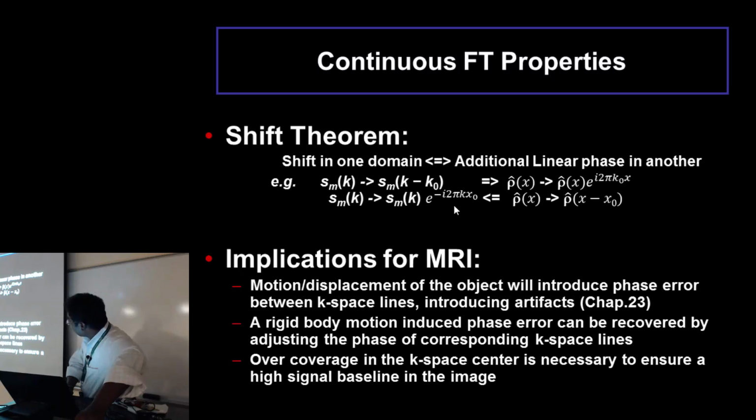And the last part, the first two parts are talking about the motion aspect. The last part, you will see, is that the shift property is used in discrete Fourier transformation to be able to capture the center part of the k-space when you're actually sampling the signal. So we'll come to that at the end of this lecture today.